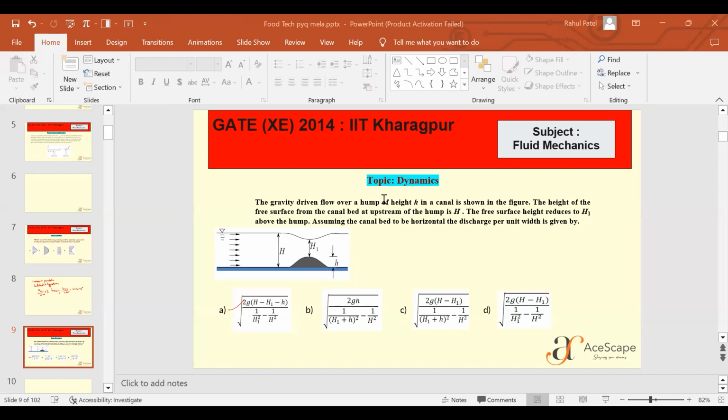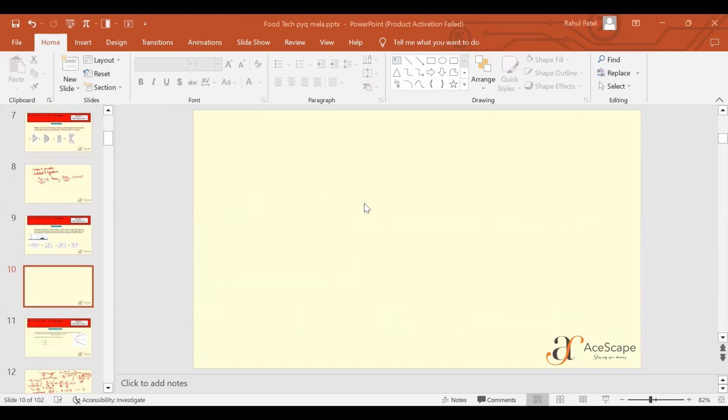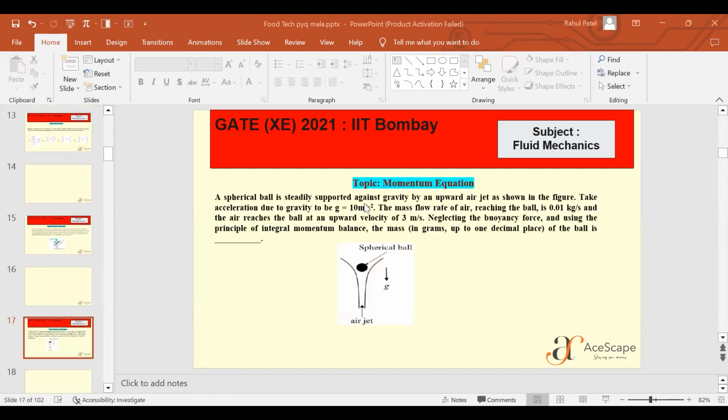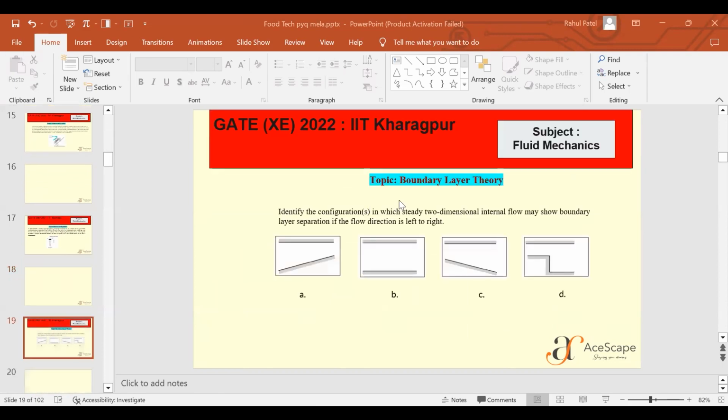Yes, Roshan, it's visible. Okay, so we have seen this question. Now moving on to the next question of dynamics. This is the boundary layer theory question. It is also a basic question, but this is a multiple select question, so there is more than one correct answer. So you guys please give me the answer.